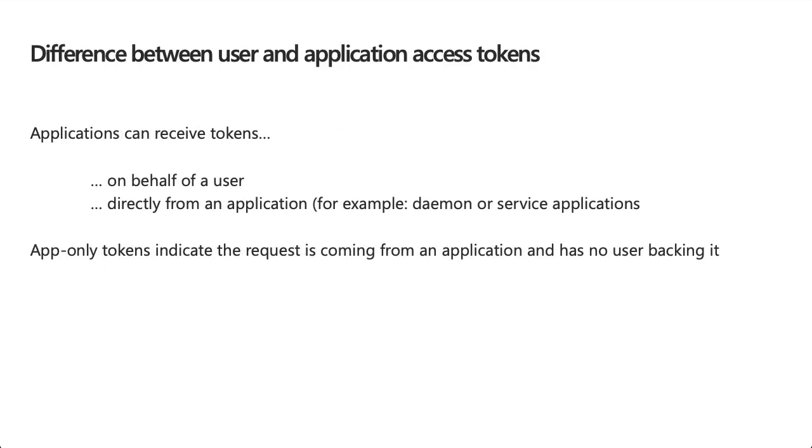Your application may receive tokens on behalf of a user or directly from an application, such as an automated service or daemon application. These app-only tokens indicate that the call is coming from an application and does not have a user backing it. These tokens are handled largely the same as the user tokens, with a few subtle differences.